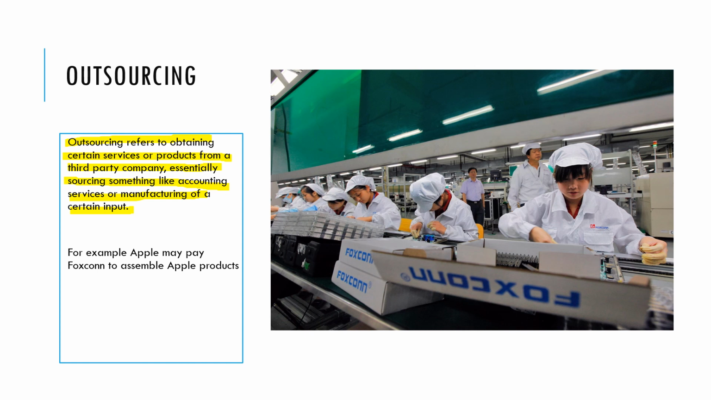So for example, Apple may pay Foxconn to assemble their products. So Apple outsourced the manufacturing, or the assembly of their products to this other company, Foxconn in China. The advantage of this may be cost. The company you outsource to may be specialized in that particular service or manufacturing of that particular input, and also flexibility. I don't have to have a full-time permanent staff doing this. I don't have to invest in a factory. I can use this company, outsource the work as and when I need to.